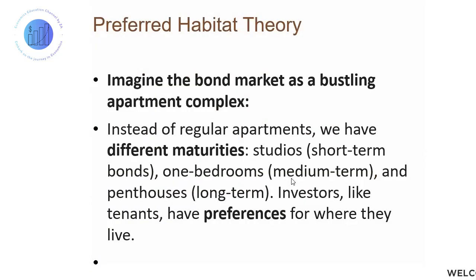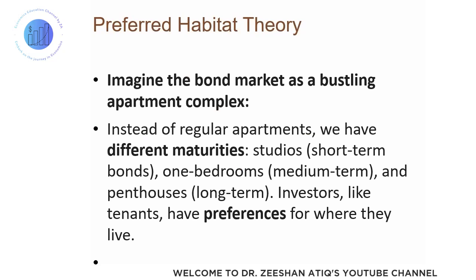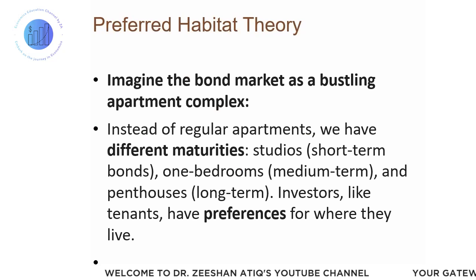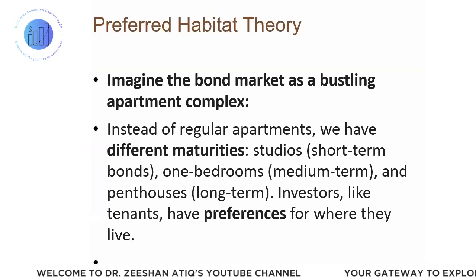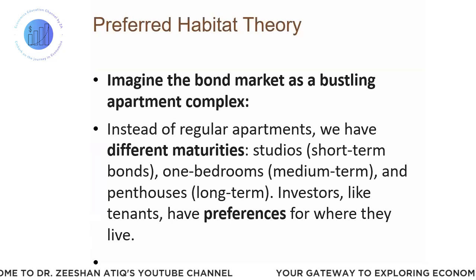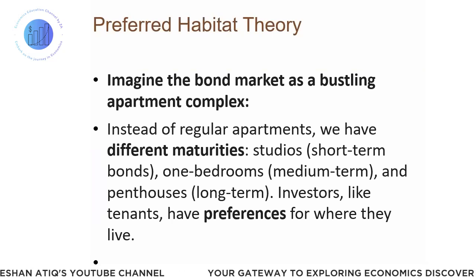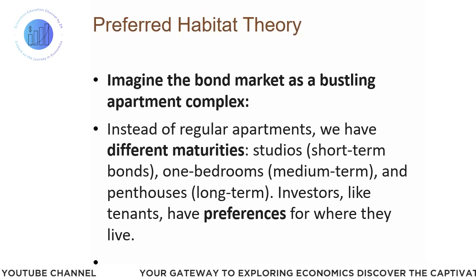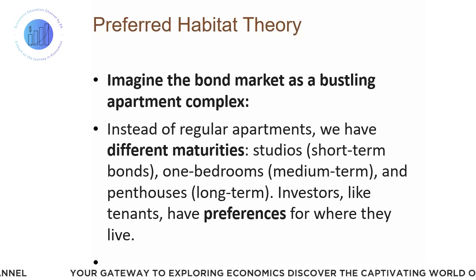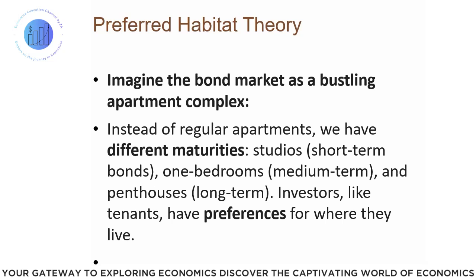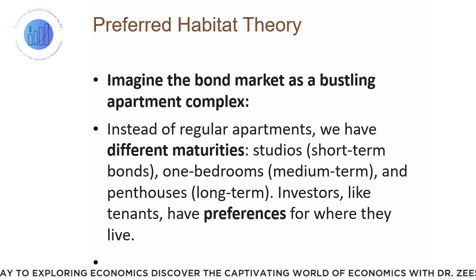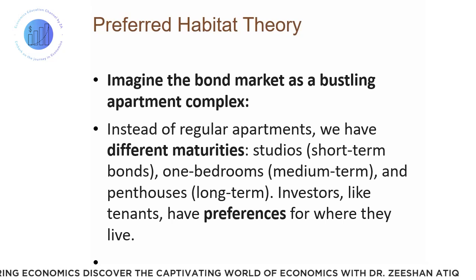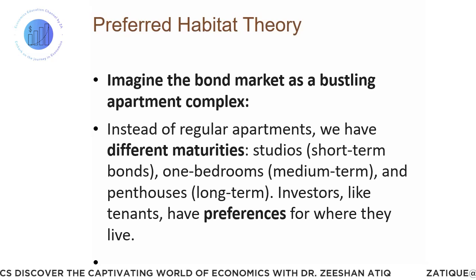Another theory is related to this kind of theory as well. It is called the preferred habitat theory. Think about the bond market as a bustling apartment complex. Instead of regular apartments, we have different maturities, maybe short term, medium term, and long term. Say, for example, you compare this bond market with the housing market.